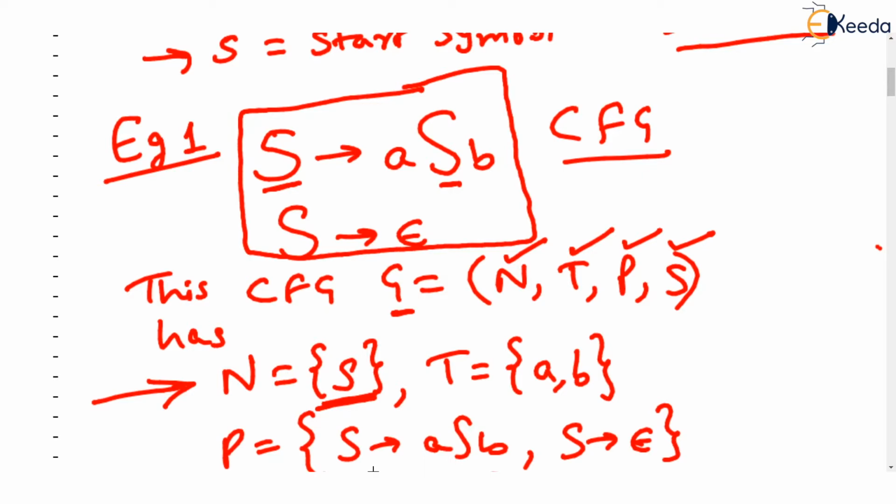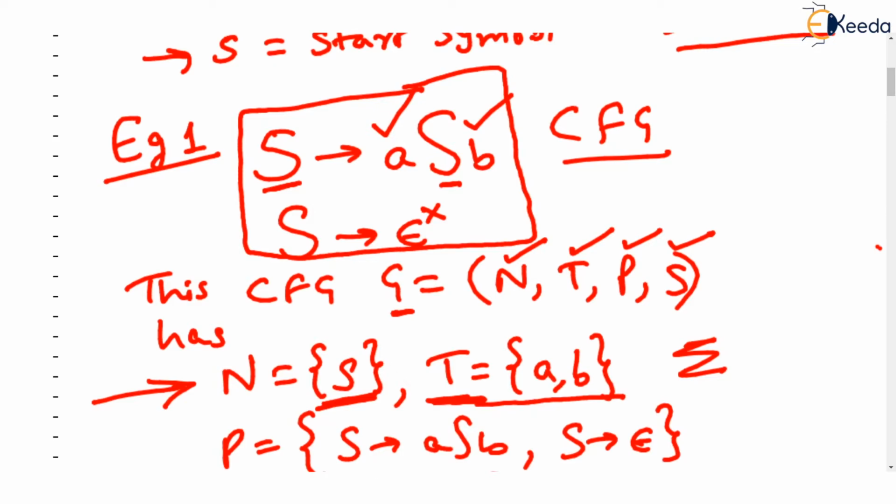Now T is the set of terminals. In N, T, P, S, T is the set of terminals, and terminals is nothing but sigma, which makes a string in our particular language. And here it is very clear in the grammar that we have small a and small b. These are the terminal symbols. Epsilon doesn't come in the terminal symbols because epsilon means empty string. So T basically is the set of terminals that make a string.